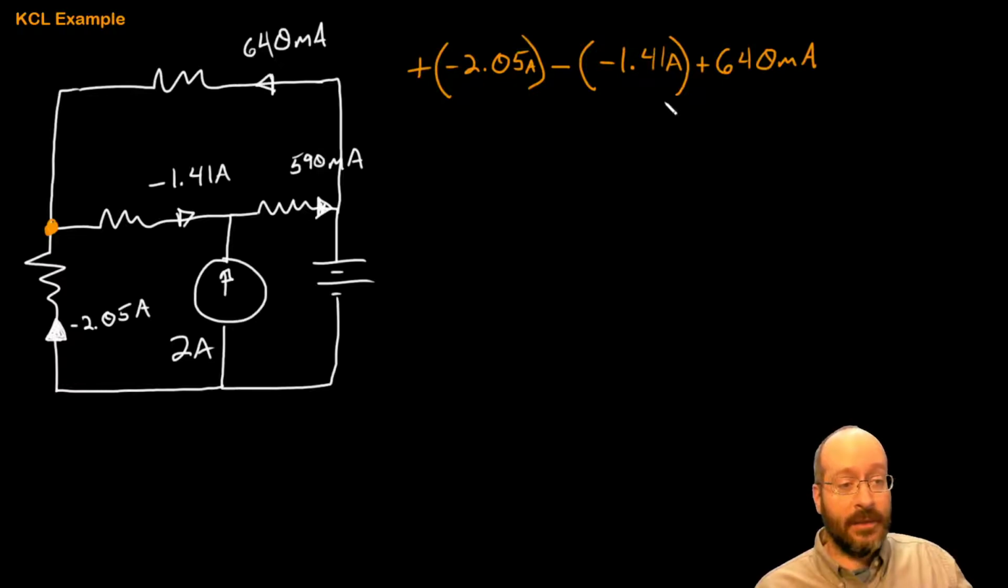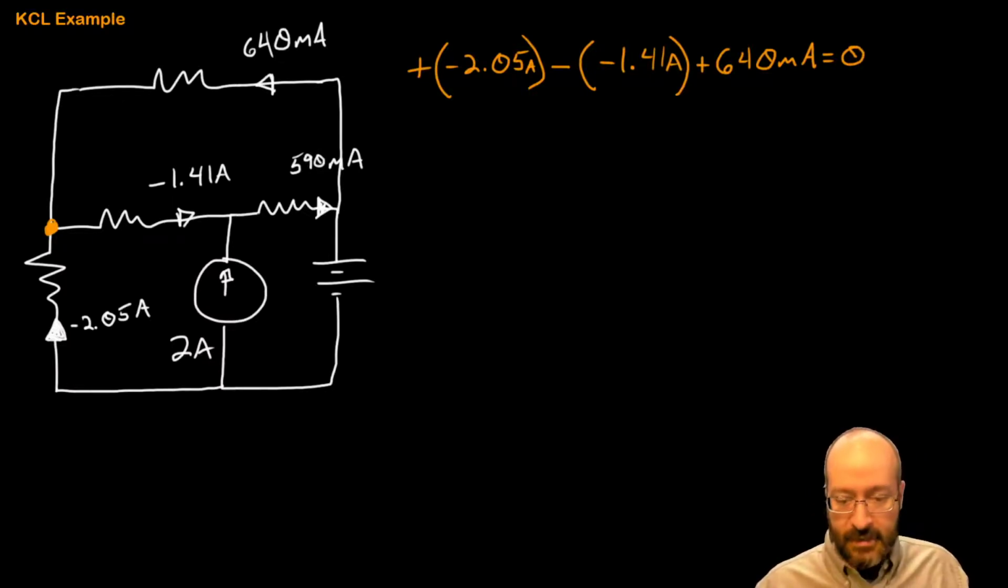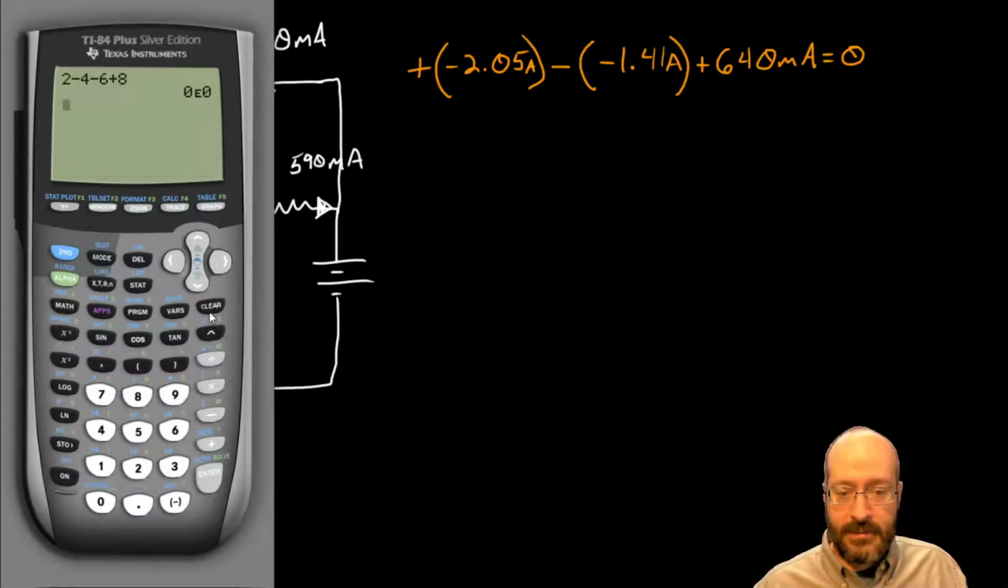Now, if we did that correctly, those are the 3 things connected to the orange node over there. And we're going to say that that should be equal to 0. So let's pull out a calculator, turn it back on, and we've got negative 2.05 amps minus a negative, so that's going to be positive 1.41 amps. And then we have a positive 640 milliamps. So I'm going to get E negative 3 in there, and it wrapped around, but we see E negative 3. And hey, that comes out to 0.